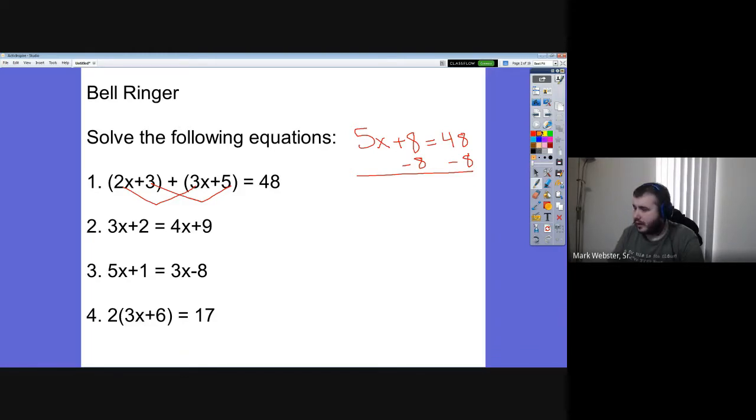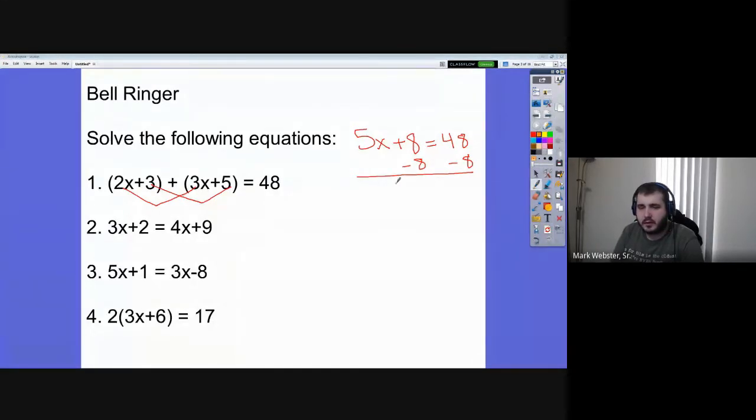You have 5x equals 40. And we divide both sides by 5. We get x equals 8. 40 divided by 5 is 8. 5 times 8 is 40.